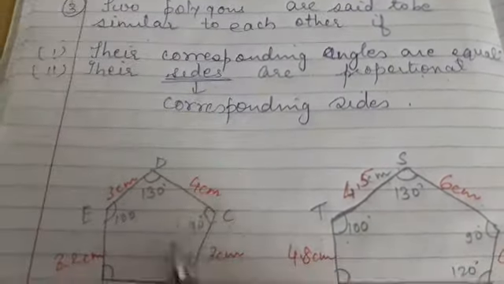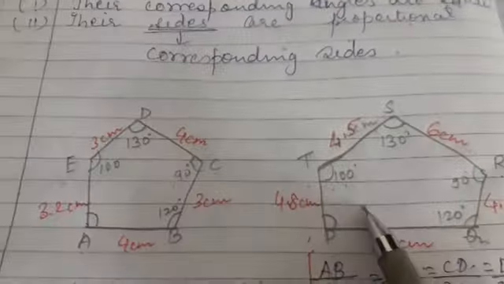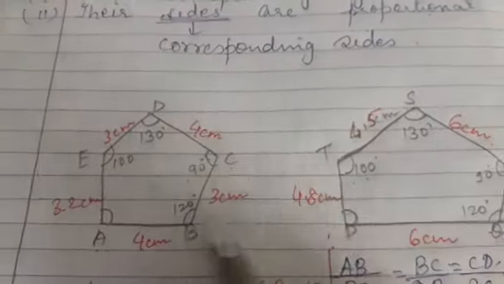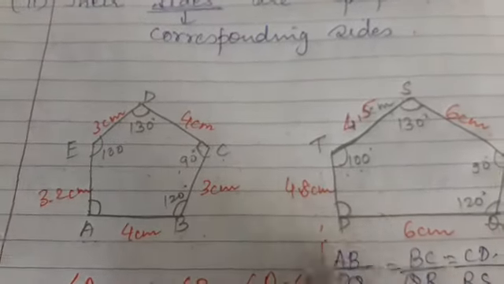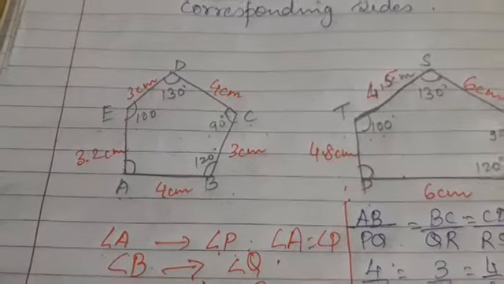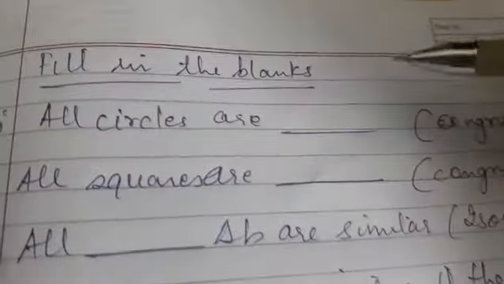Hence we can say that when any two polygons are similar, their corresponding angles are equal, and the sides are proportional, or they are in the same ratio. Okay, so I hope you will remember these points. Now based on this, and the introduction as I discussed yesterday also, we can solve these questions.